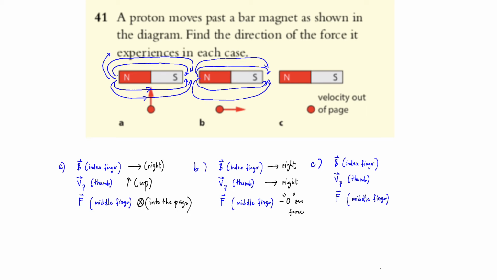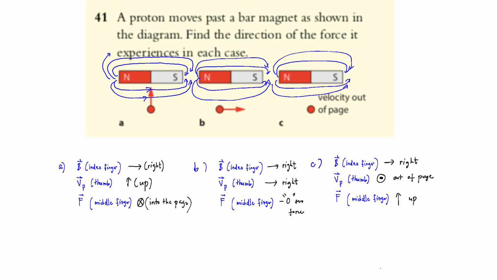Now how about for our third case? For our third case, we're going to go like this. That would be the representation of your magnetic field, and therefore the index finger would be to the right. The velocity is represented out of the page, so we can represent it like this. Now go ahead and try to look for the middle finger. The middle finger is going to go up, and so that would be the direction of the force.